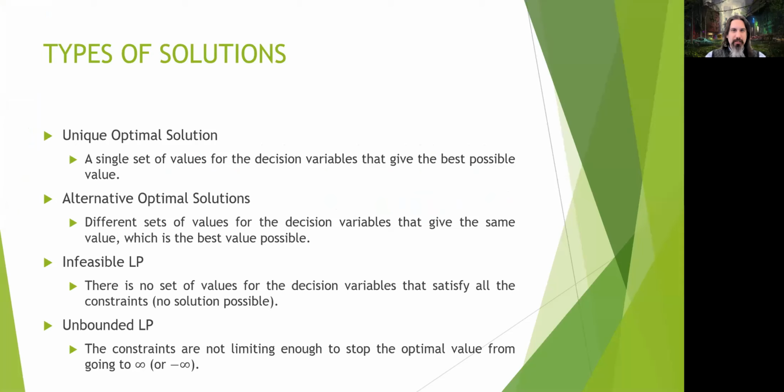Now the first one is, let's say, the most common one, at least in our course, but it might not be that common normally, but still it's the most common in our course. It's the unique optimal solution. So there is a single set of values. What's a set of values?